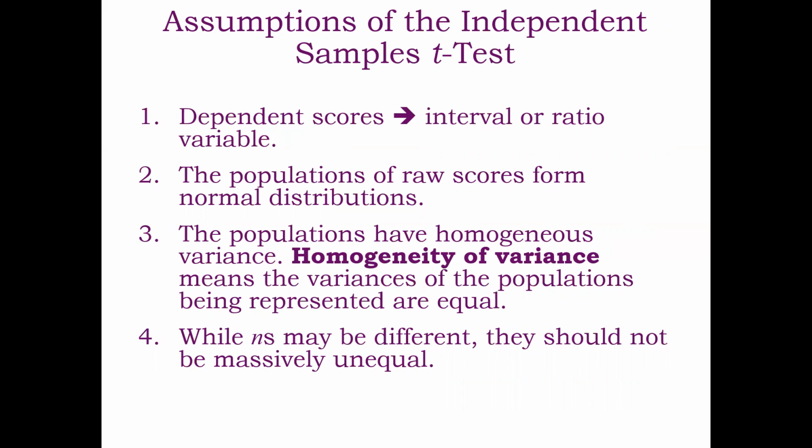And here's a new one for you. We also assume homogeneity of variance. This means that the variance, in other words, the variability or dispersion measured with the variance of the two populations are similar, okay? They are pretty much equal, right? And for sample sizes, they can be different, but they should not be massively unequal. For example, you do not want one sample to be 10 times as big as the other sample.